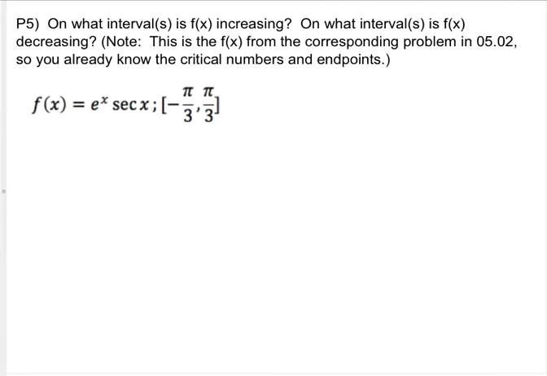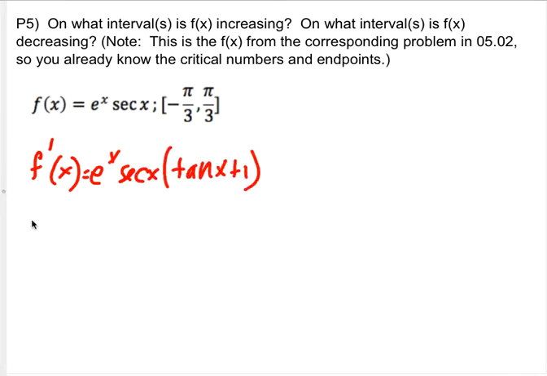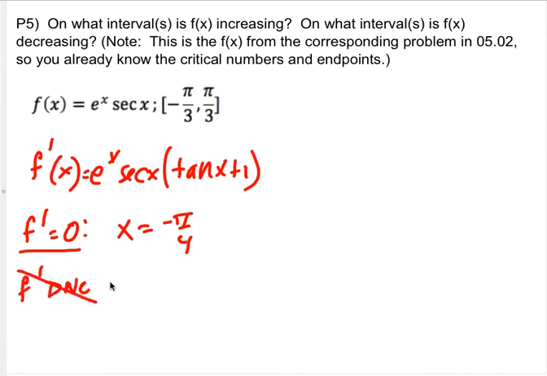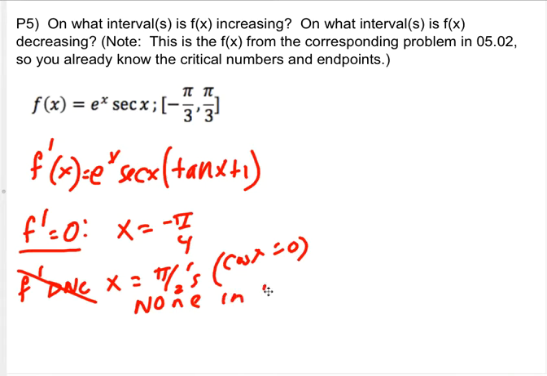All right. Again, we've already done this derivative. We found that f prime of x ended up being e to the x secant x times tangent x plus 1. So we found that the only place where f prime was 0 was where tangent is negative 1, so that's going to be negative pi over 4. We found this in the last video. F prime does not exist doesn't end up happening because the only time it would happen would be at the pi over 2's, because it's where cosine of x would be 0, but there's none in the interval.